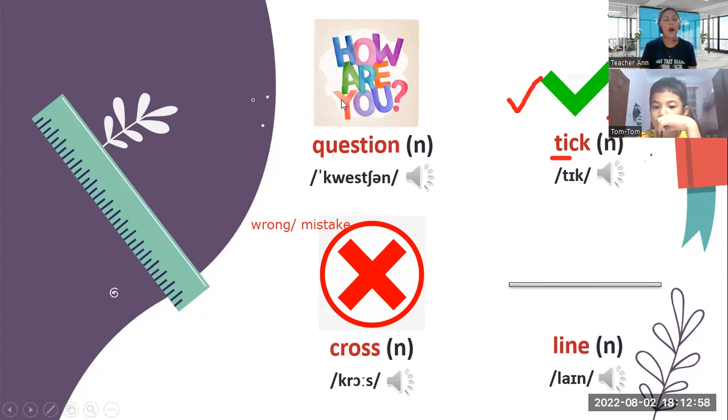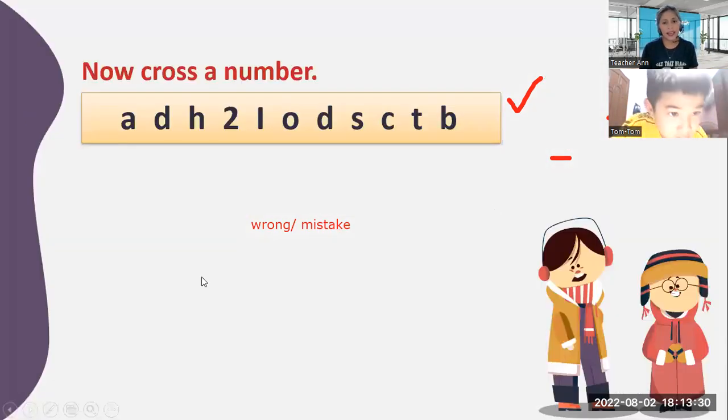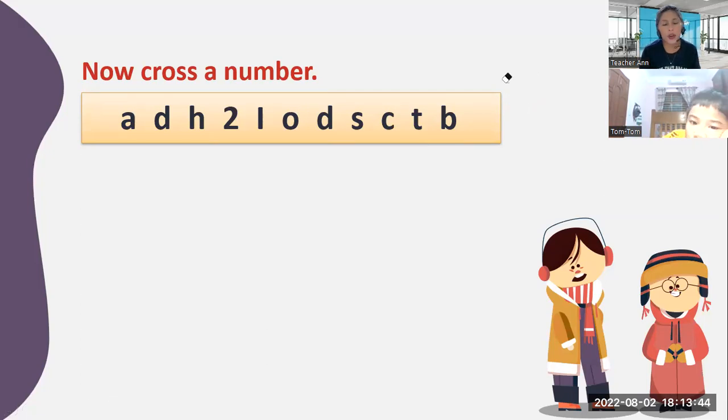Okay, so first, can we read it? Question. Tommy, question. Check. Okay, cross. Line. Okay, very good. Okay, this one. Now cross a number. You cross now the number. Okay, here. Wait a minute, teacher is going to erase. You cross all the numbers. You put X, you put a cross to all the numbers.